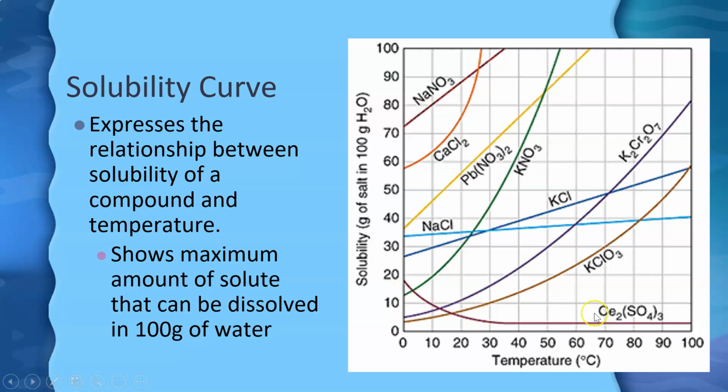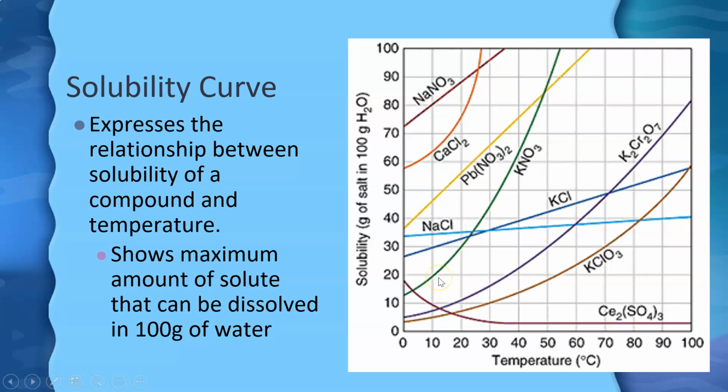Other things, you can see the solubility is very low. Cerium sulfate is generally not a very soluble salt. It can dissolve less than 10 grams in 100 mils of water. It's not super insoluble like some, where I would not even be able to see this line because it would be so close to the x-axis, but it is certainly much less soluble than some of our other substances.